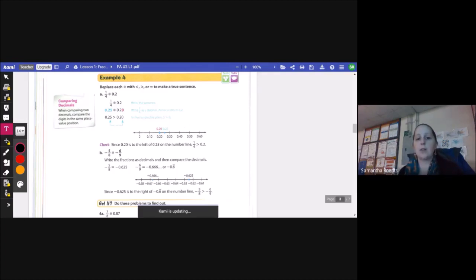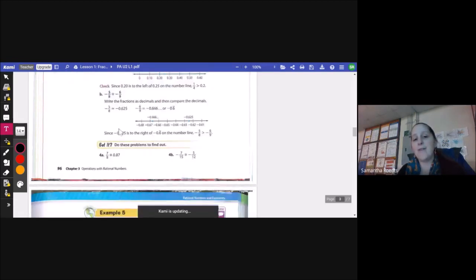So I have 1/4 and 0.2. Well, 1/4 is equal to 0.25. I can add a 0 on the end of 0.2 to make them comparable because doing that doesn't actually change the value of 0.2. So if I look at 25 versus 20, 25 is larger than 20, so 1/4 is greater than 0.2.